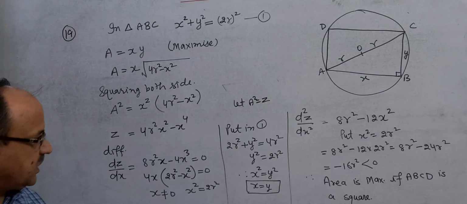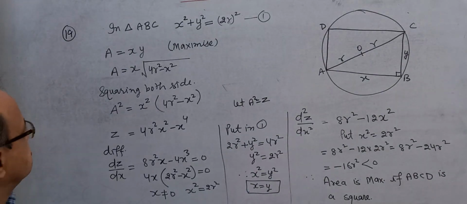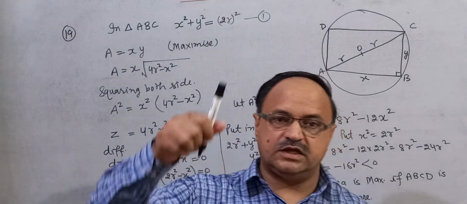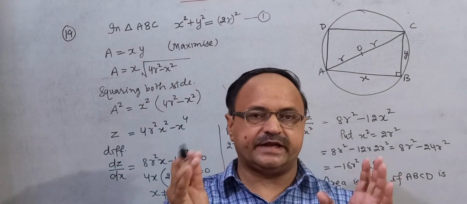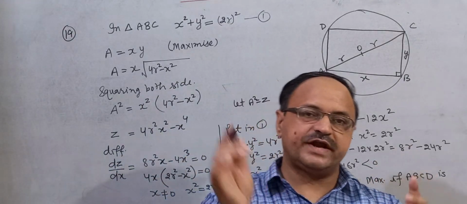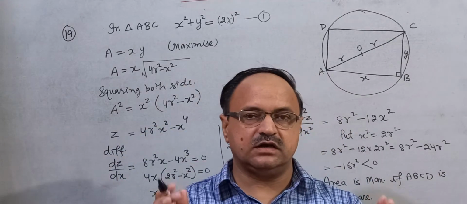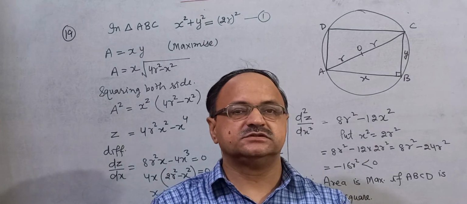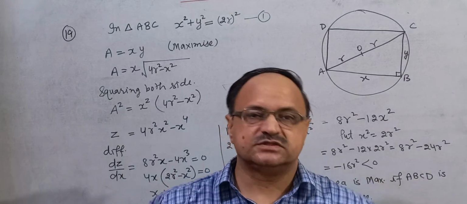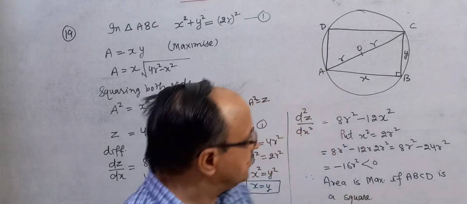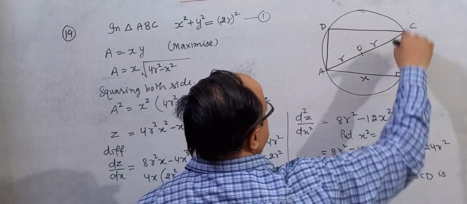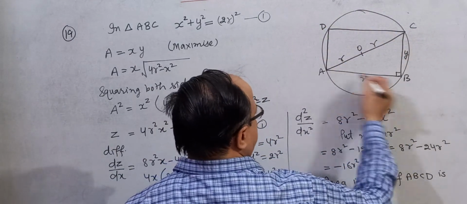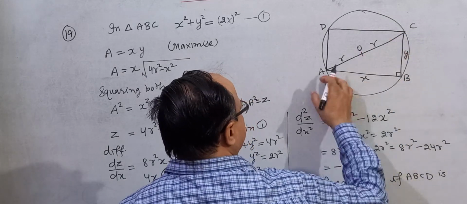This is question number 19. Again, in this question, what is given? Prove that if all the rectangles are inscribed in a circle, then the square has the maximum area. So in this question, a circle is given. Construct a rectangle inside the circle, and this is x and this is y and this is the radius. So the whole diagonal becomes 2r.